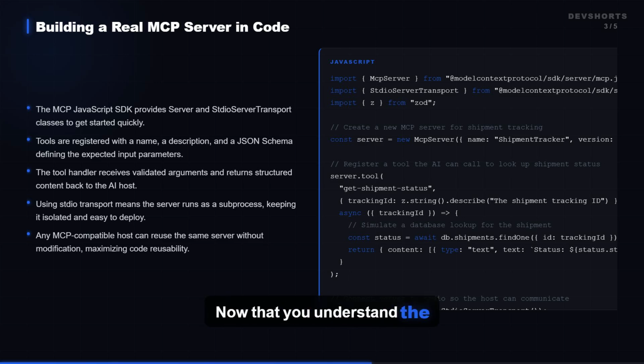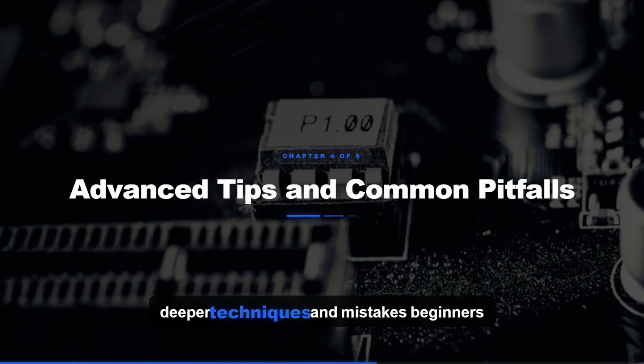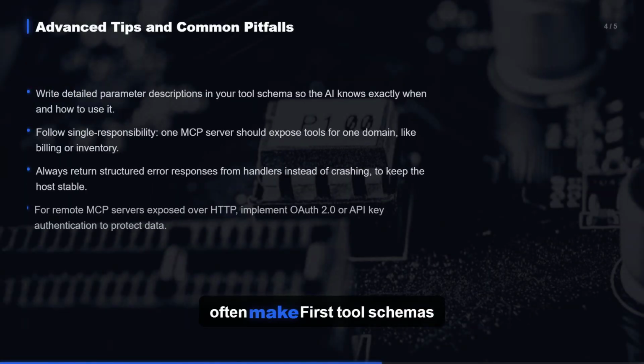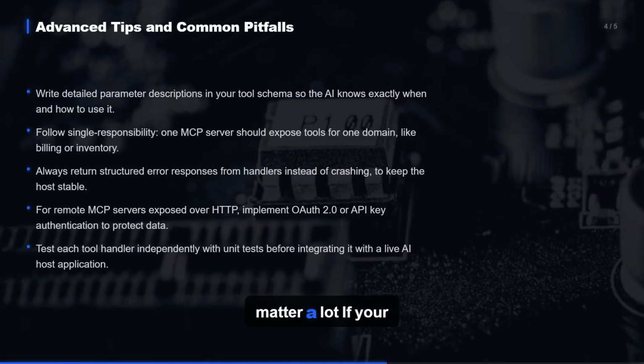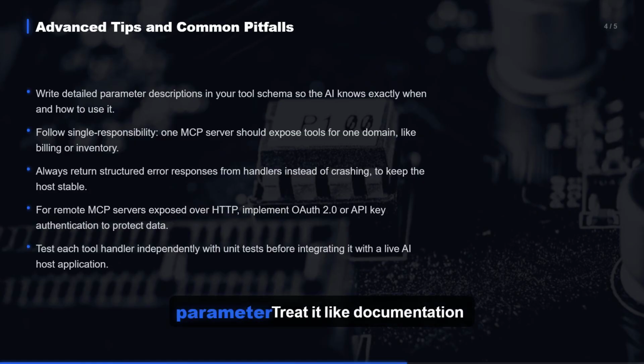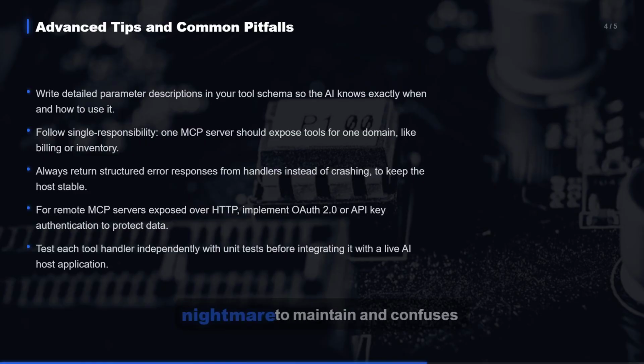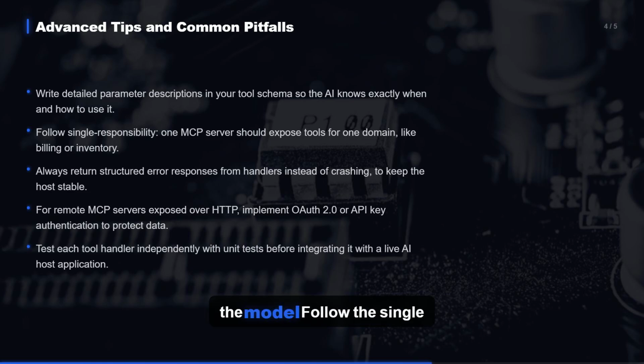Now that you understand the basics, let's talk about some deeper techniques and mistakes beginners often make. First, tool schemas matter a lot. If your input schema is vague, the AI model will struggle to know when and how to call your tool correctly. Always write clear descriptions for every parameter. Treat it like documentation for the AI. Second, don't expose too many tools in a single server. A server with 30 tools becomes a nightmare to maintain and confuses the model. Follow the single responsibility principle: one server, one domain.